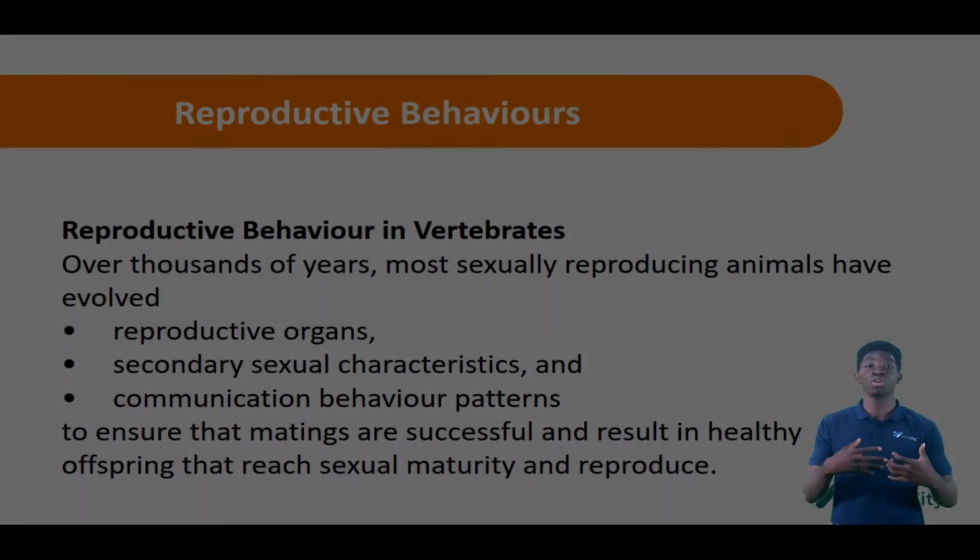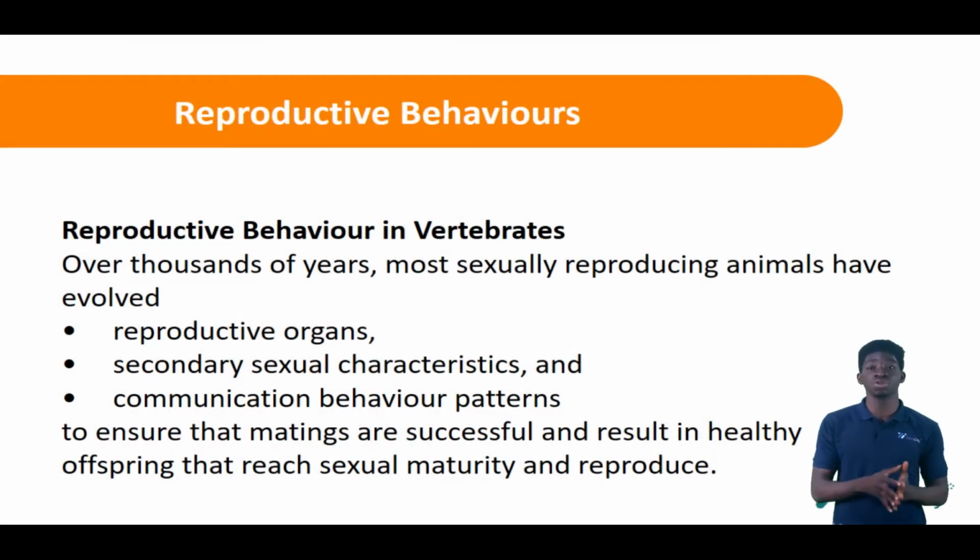Now, evolution has been established to be the origin of all living things. Each organism evolved to produce the next organism. Over thousands of years, most sexually reproducing animals have evolved these things for sexual reproduction: reproductive organs to carry out sexual reproduction, secondary sexual characteristics, and also patterns to communicate to initiate sexual reproduction.